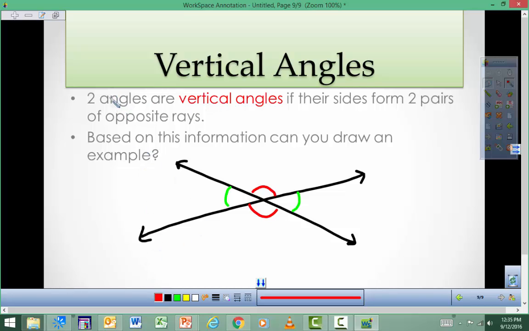Two angles are vertical angles if their sides form two pairs of opposite rays. Well, let's take a look here. Here's one side. Notice it has an opposite ray going over here. So, there's the two opposite rays there. And then you have this other side over here, and it has an opposite ray on its side also. So there's the two opposite rays over here. And so you have vertical angles. To me, that's kind of a strange way of saying it, but it's true. It works.